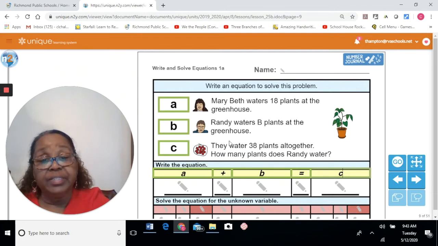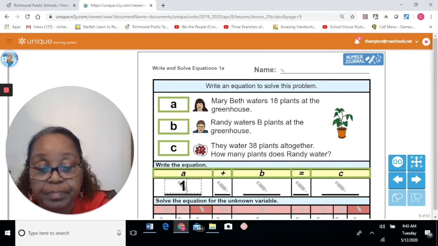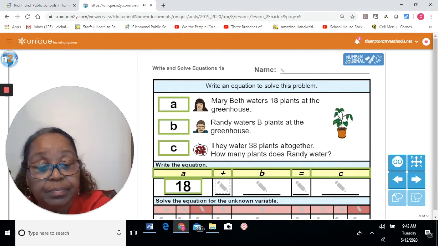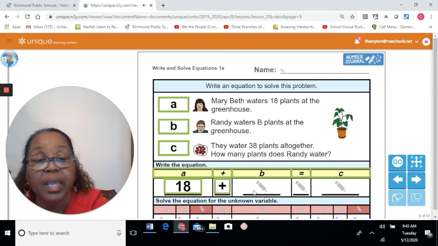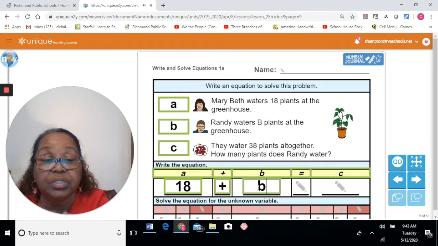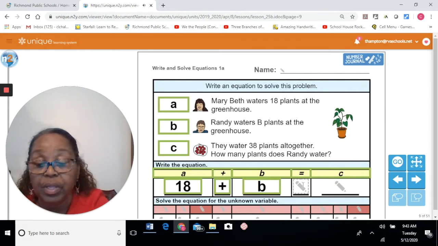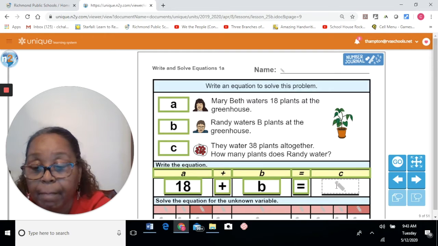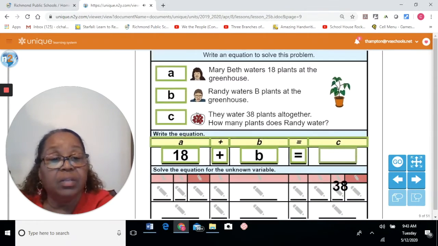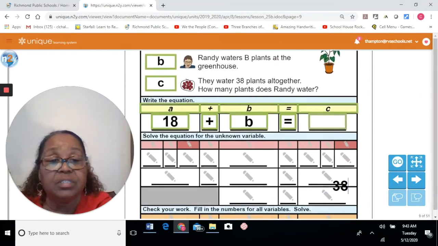A will be 18. We're going to bring down our plus sign. And B is our unknown. This is our unknown variable this time. B is our unknown variable, and it will equal C, which is 38. Excellent. Now let's see how we can solve this.